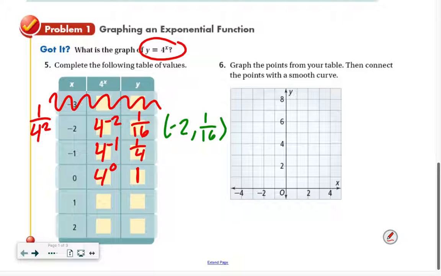Then we get to normal things like 4 to the first power, which is 4, and 4 to the second power, which is 16. Okay, good on plugging in?